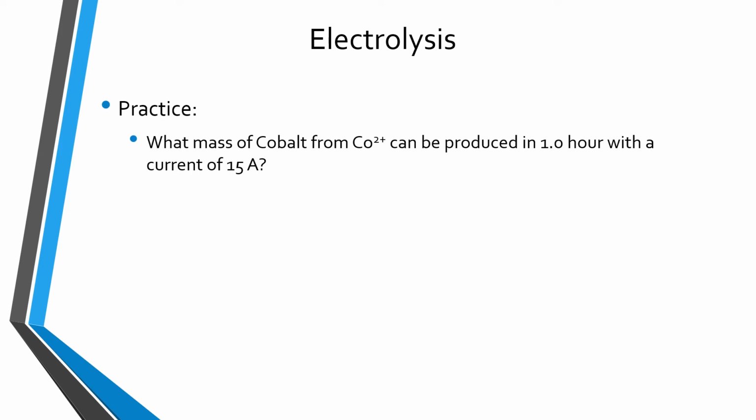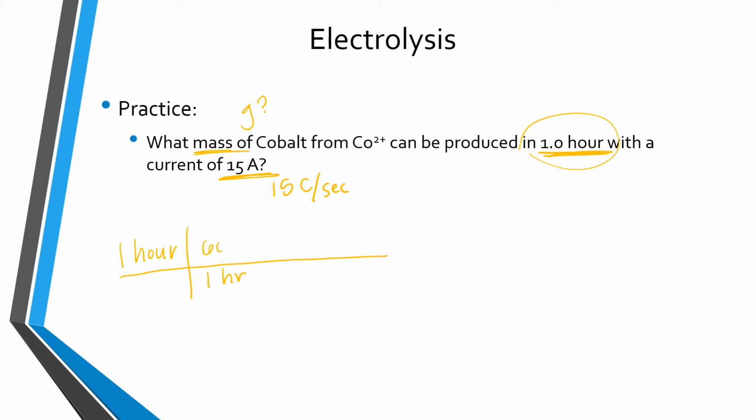All right, here we are looking for mass again. So this is like the first problem. What mass of cobalt from cobalt 2 plus can be produced in 1 hour with a current of 15 amps? So 15 amps, we'll immediately say, is just 15 coulombs per second. So I'm going to start with 1 hour. I know I need to get into seconds because my conversion is coulombs per second. So 1 hour is 60 minutes. 1 minute is 60 seconds. Now I can use my 15 coulombs per every second.